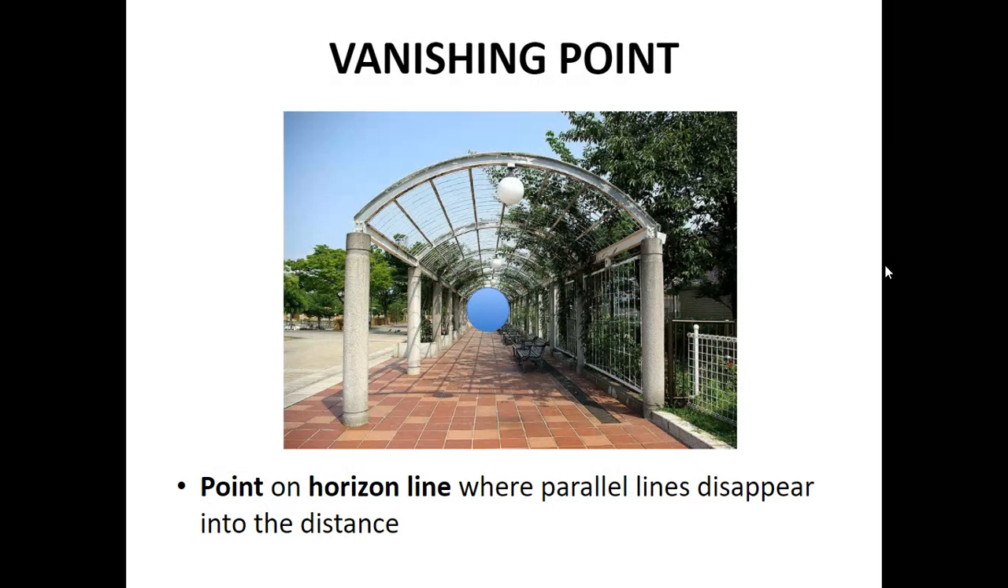Vanishing point. A vanishing point is the point where nothing is visible. It's where all converging lines or parallel lines meet or intersect at a distance that's so far away you can't see it. I've added a blue dot here to indicate the vanishing point where all those different lines merge.